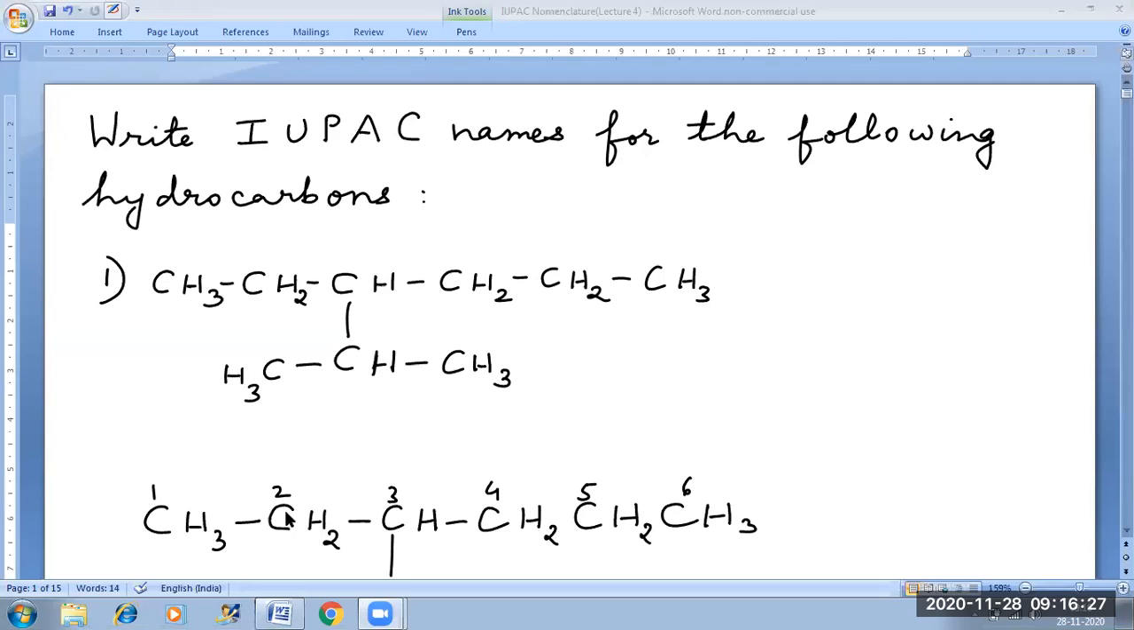Okay, so let's start with a few examples for hydrocarbons. We will complete hydrocarbons now. So let's do some examples based on whatever we have learned in the previous lecture. First one, try this one, then I'll discuss.